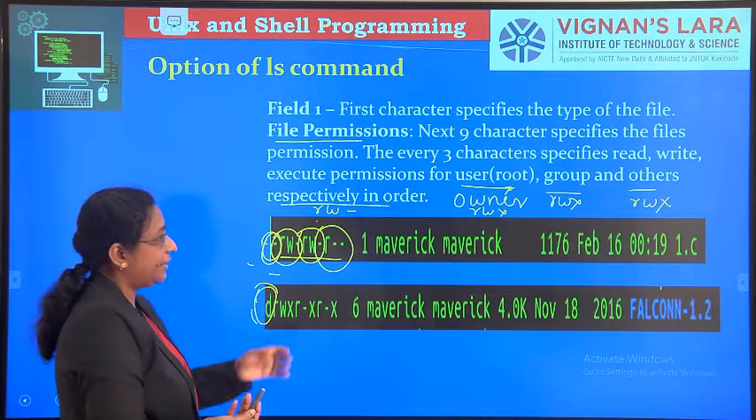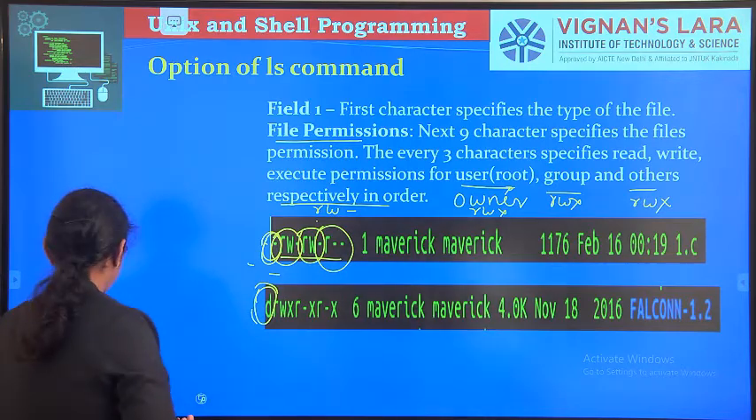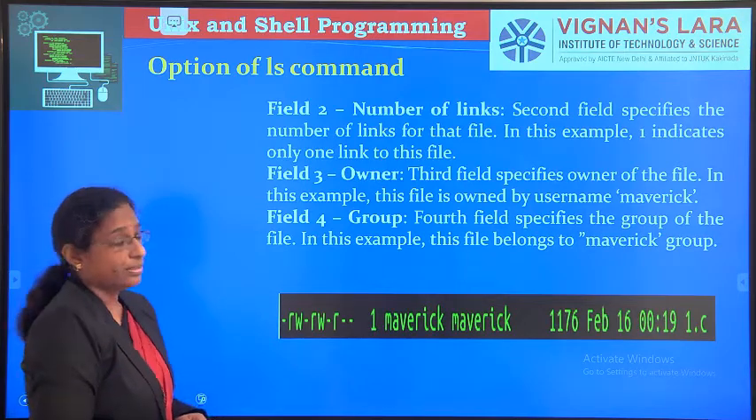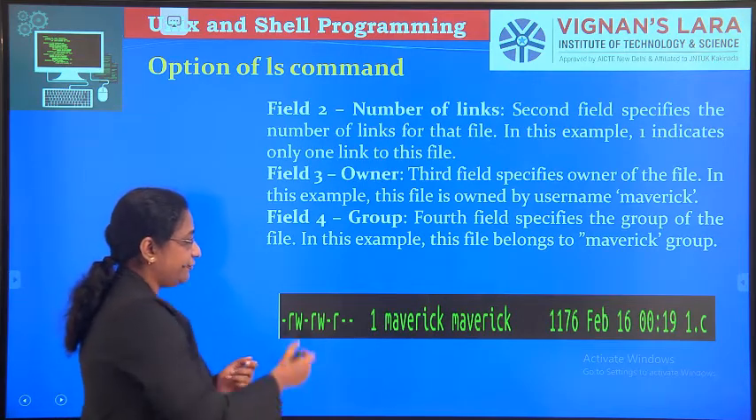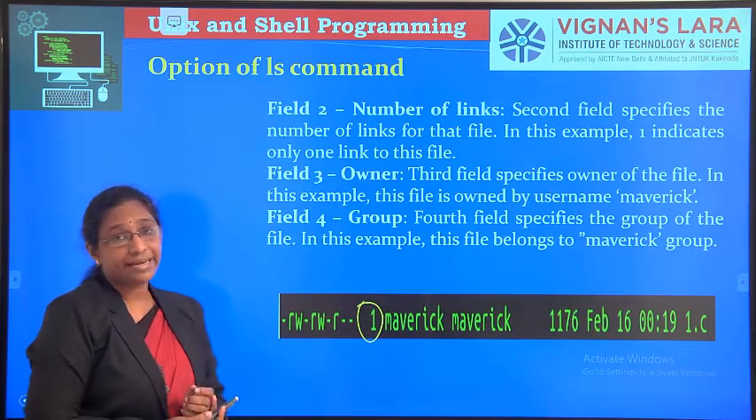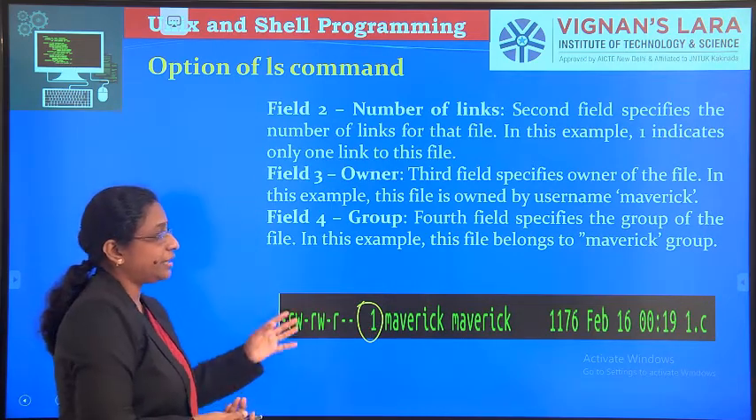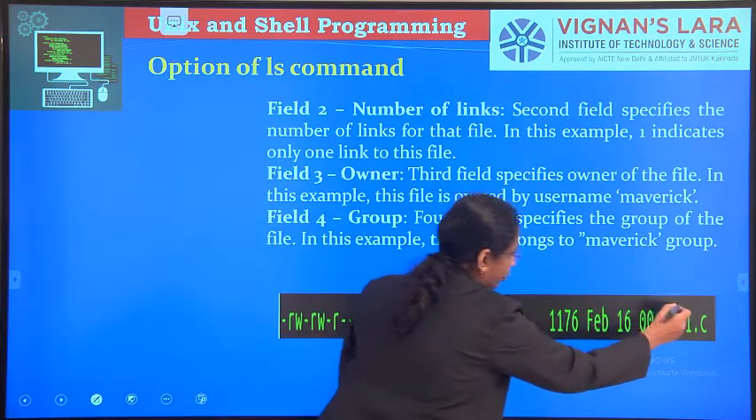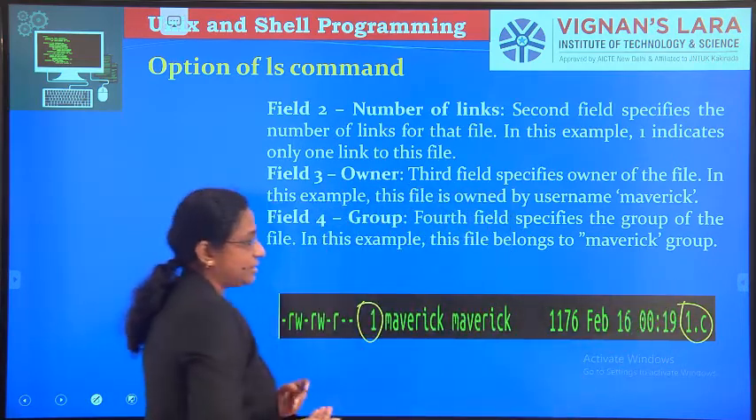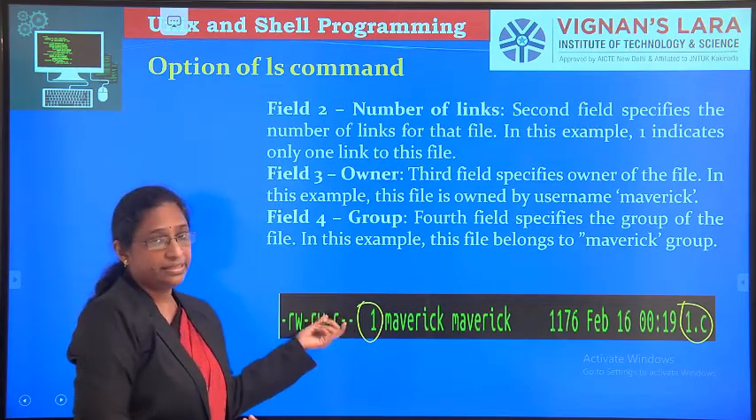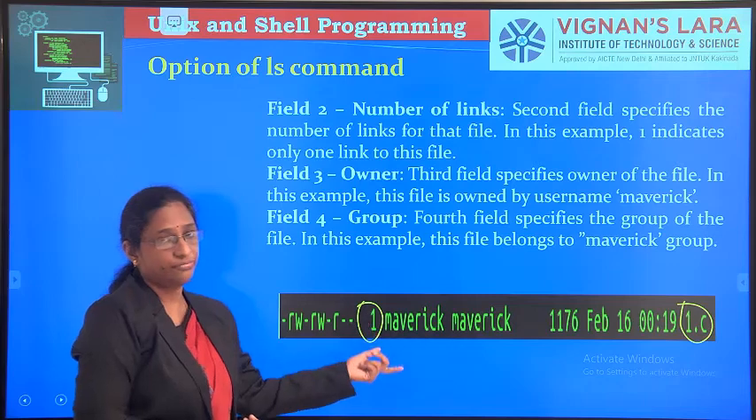That is the first field, the file permissions. Next, the second field. Field 2 specifies the number of links to this file, called 1.c. Since the value here is 1, that means there is 1 link to this file.